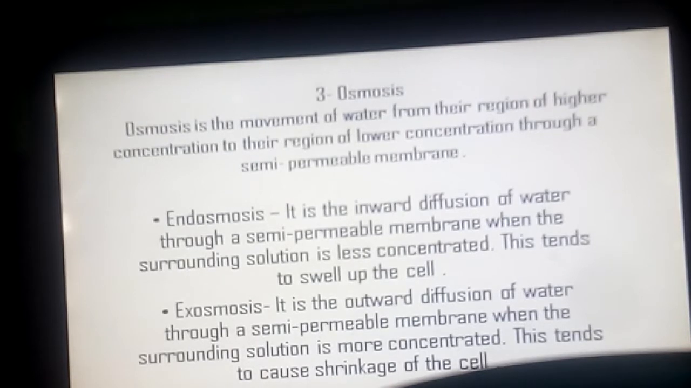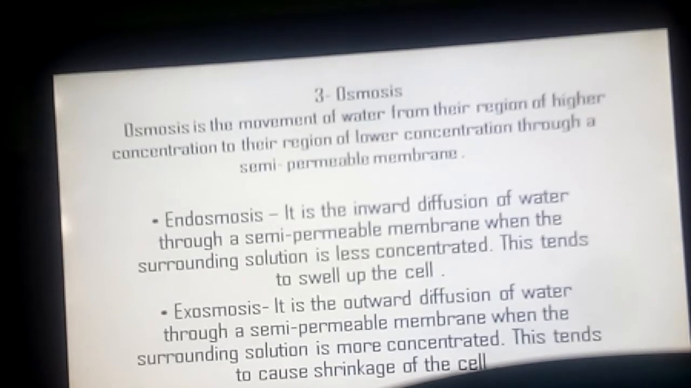So now next, osmosis. It is the movement of water from the region of higher concentration to the region of lower concentration through a semi-permeable membrane. A semi-permeable membrane is one which allows the passage of molecules selectively.